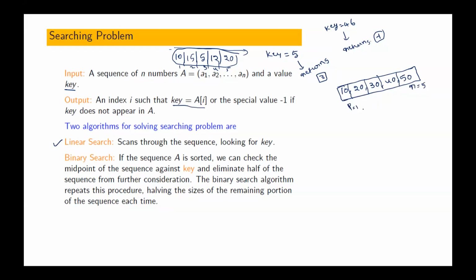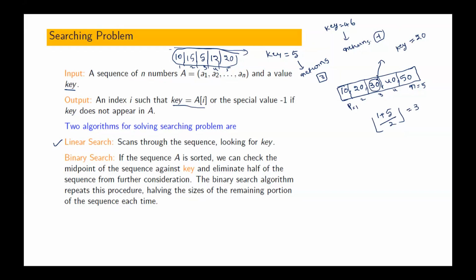We find the middle of this. What is the middle? The positions are 1, 2, 3, 4, 5. The middle is (1 plus 5) by 2, and I will take the floor, so it is 3. Now whatever element is at the third position, we compare that element with the key. Say our key is 20. We compare with 30, so it is smaller than 30.